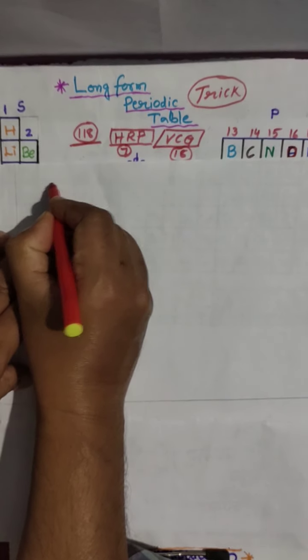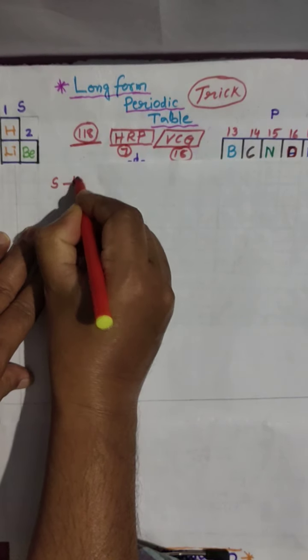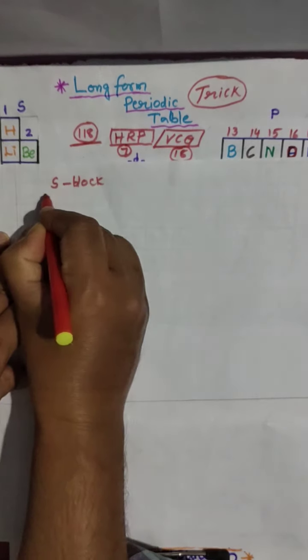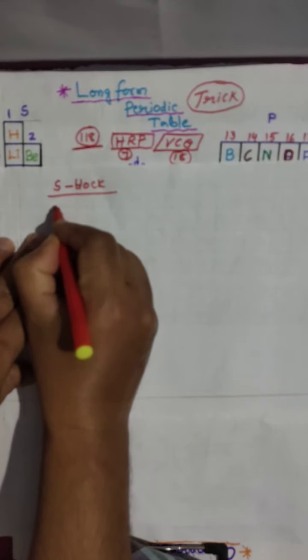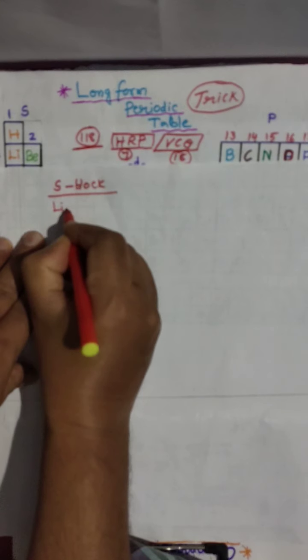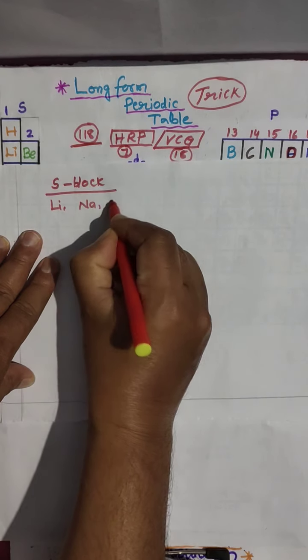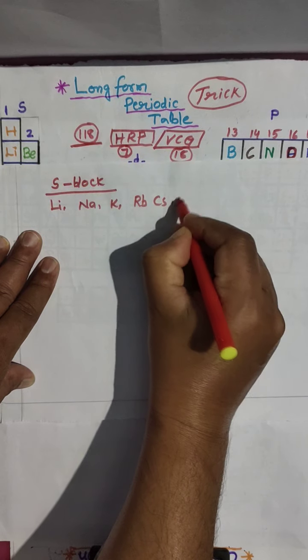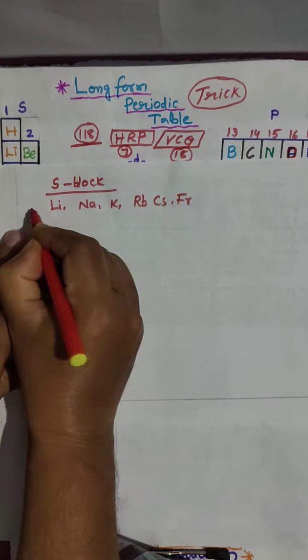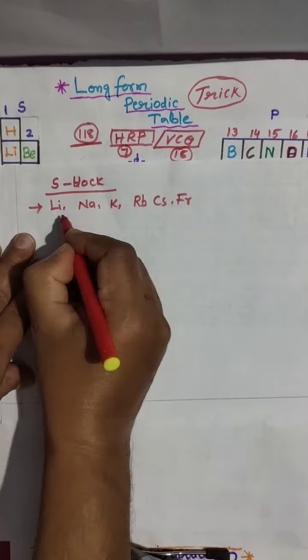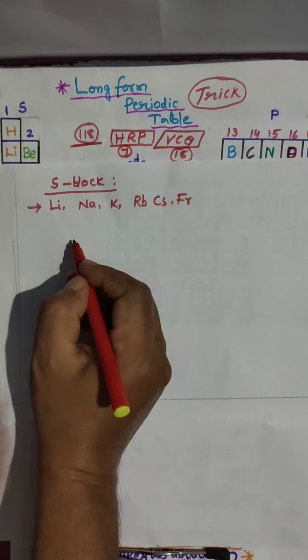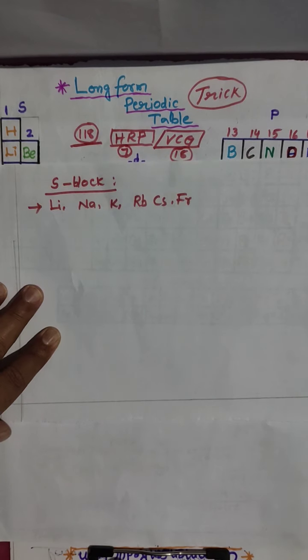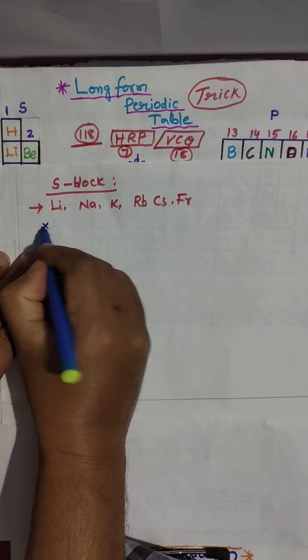The S block has 2 groups. One is with lithium, sodium, potassium, rubidium, cesium, francium, and hydrogen also you can include. Now how to remember this easily? Look here, a short trick.